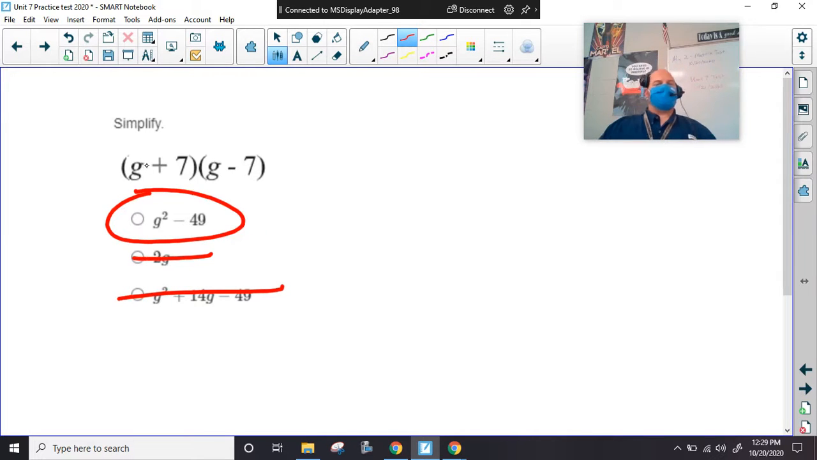All right, remember, with the same terms, different signs, the middle terms go away. Okay, same terms, different signs, the middle terms go away. So this is the only example where you'll have a binomial times a binomial, and your answer is a binomial. Normally, a binomial times a binomial is a trinomial. This is a special case.